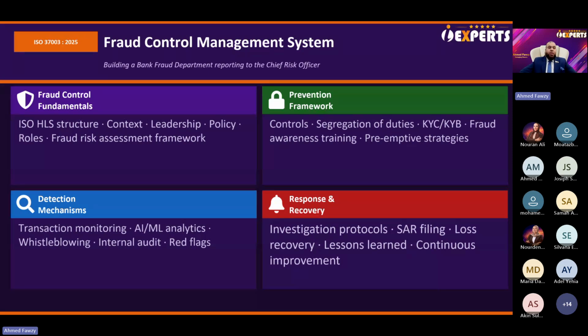Response and recovery is extremely important. In the response and recovery, you have to have certain requirements, certain reporting forms, certain reporting cycles, and a certain reporting mechanism for any fraud that you detect. For example, in the money world, we call it suspicious activity reporting. Any suspicious activity must be reported to the financial authorities.